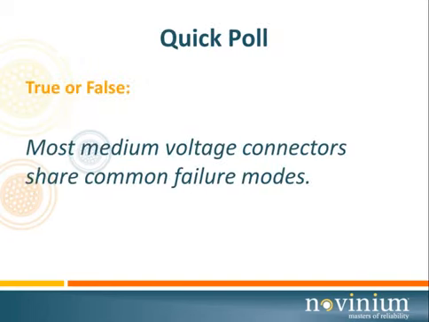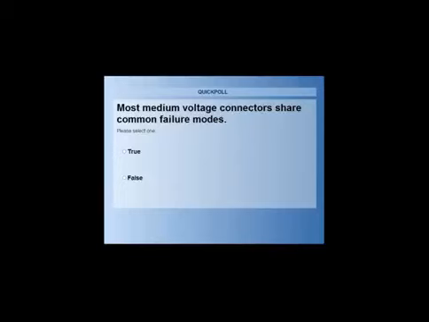So, just a quick poll, something for people to think about while we're going through this: do most medium voltage connectors share common failure modes? Yes or no? And this is all the different connectors, the 200 amp load break, the 200 amp dead break, and the disconnectable splices, and the 600 amp T-bodies. Do they all share common failure modes?